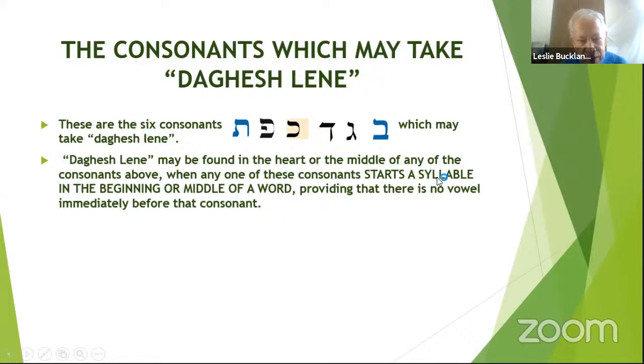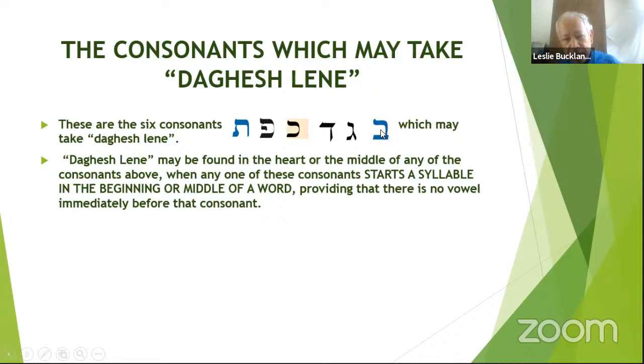So it must start a syllable, whether that syllable is in the beginning of a word or in the middle of a word. But one last condition: if there is no vowel immediately before any of these consonants that you want to put the Dagesh Lenny in, then you may put it in. But if there is a vowel, then Dagesh Lenny is going to run out of that consonant.